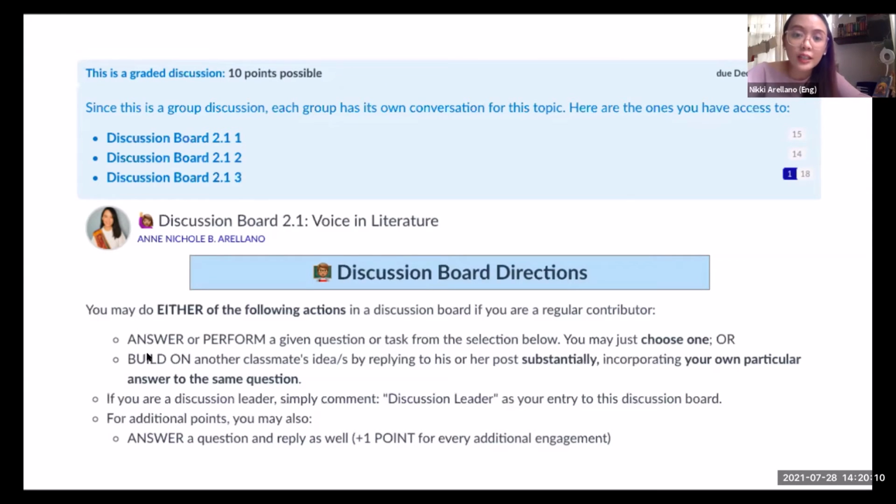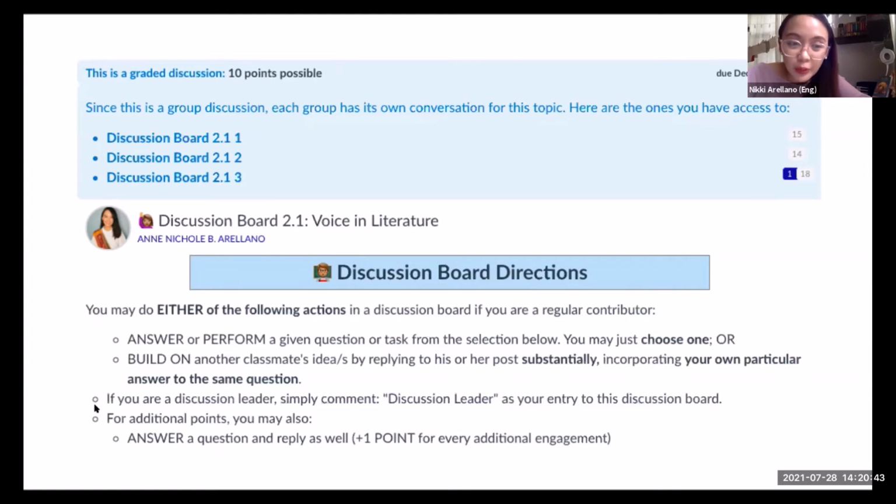And if you look at the discussion board directions, kina-copy paste ko to every discussion board para alam nila yung directions, very clear yung directions dun sa discussion board. And they know that in order to complete that discussion board, either of the 2 lang ang gagawin nila. Either they answer one of the questions there, or they reply to a classmate to build on their idea, incorporating their own particular answer to the same question.